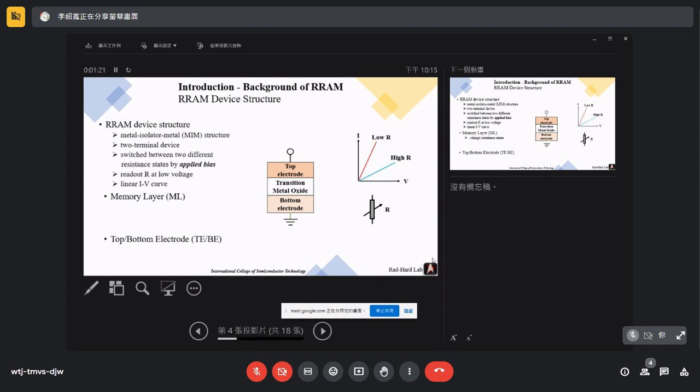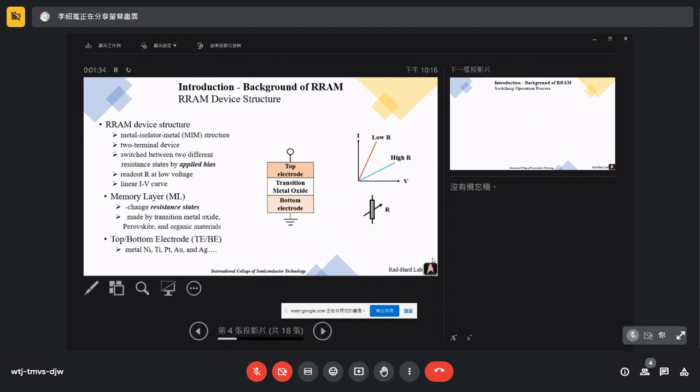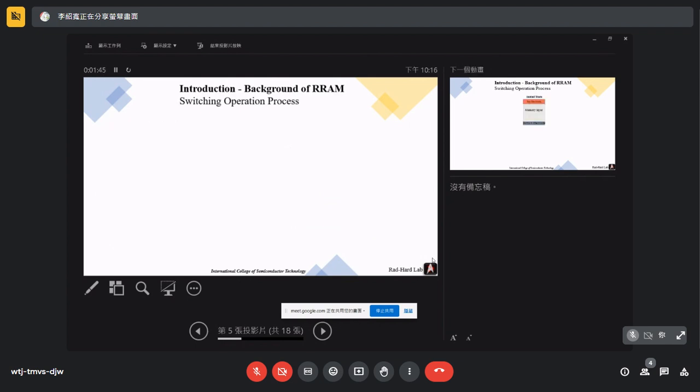Then we apply the bias to the device to switch from high to low resistance and low to high resistance, to make it on and off. The metal changes state. It is made with tungsten metal and an organic material. The top electrode mainly uses nickel, Ti, Pt, Ag, and several others. Here we'll introduce the RM switching operating process.